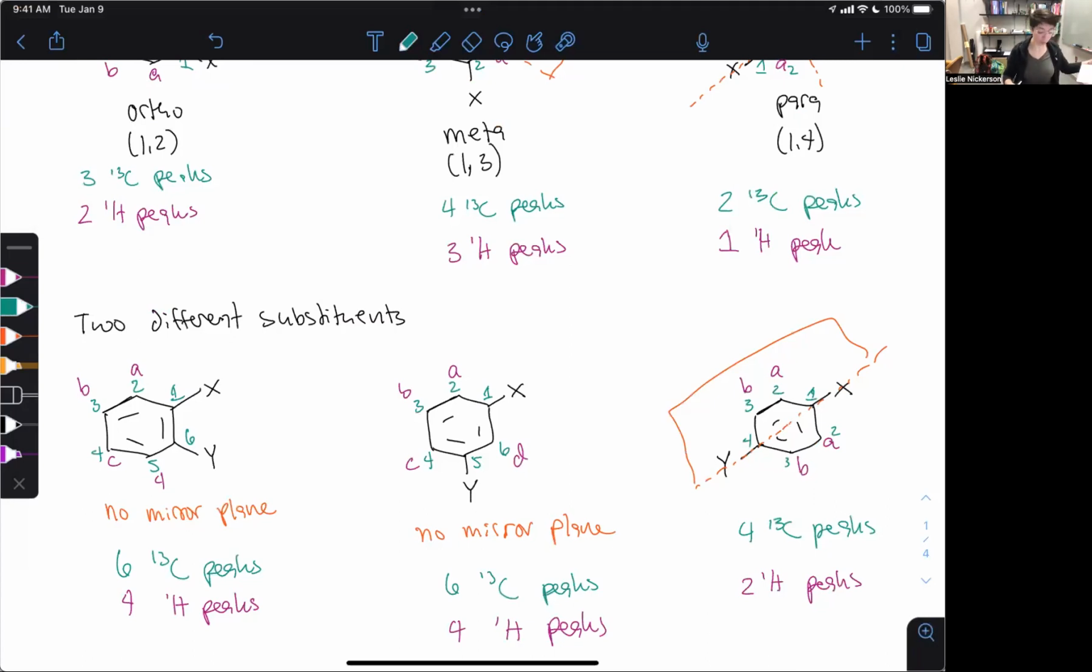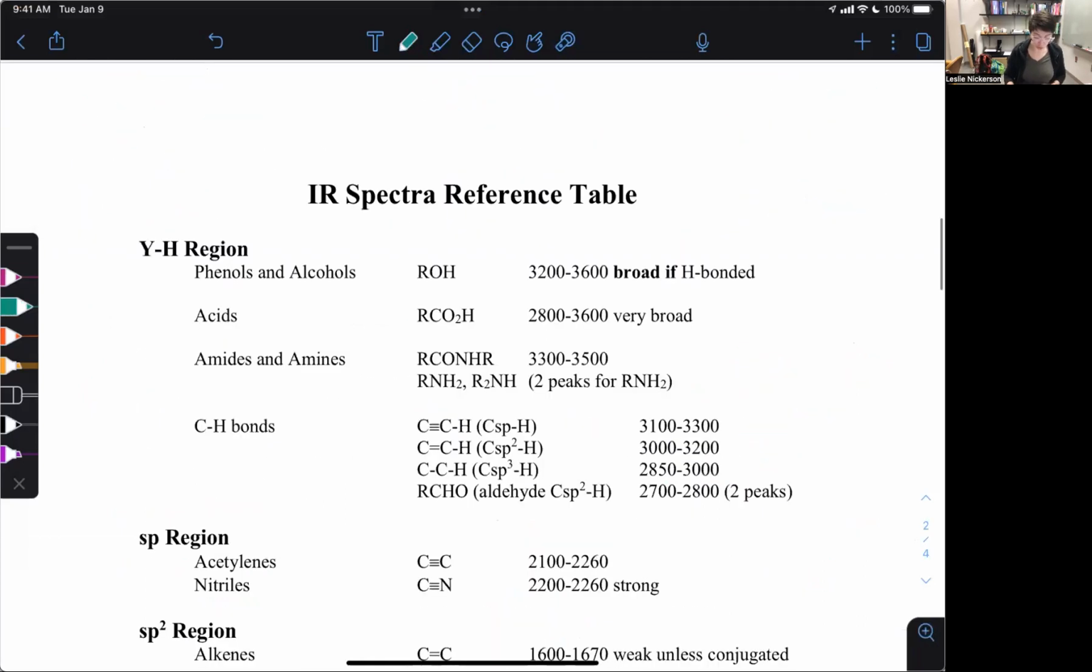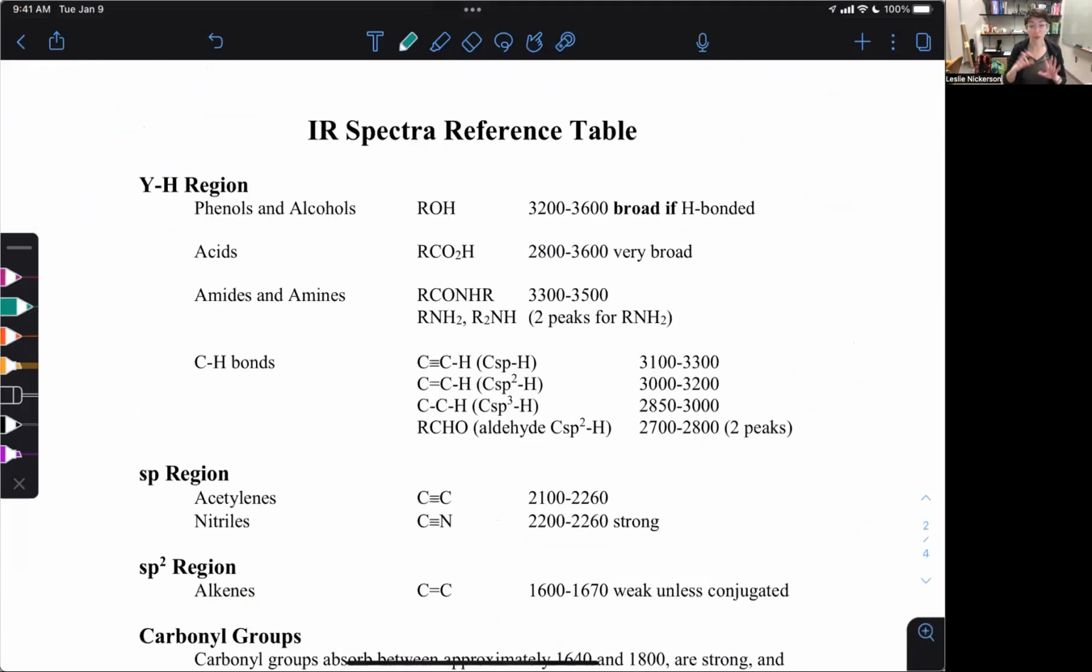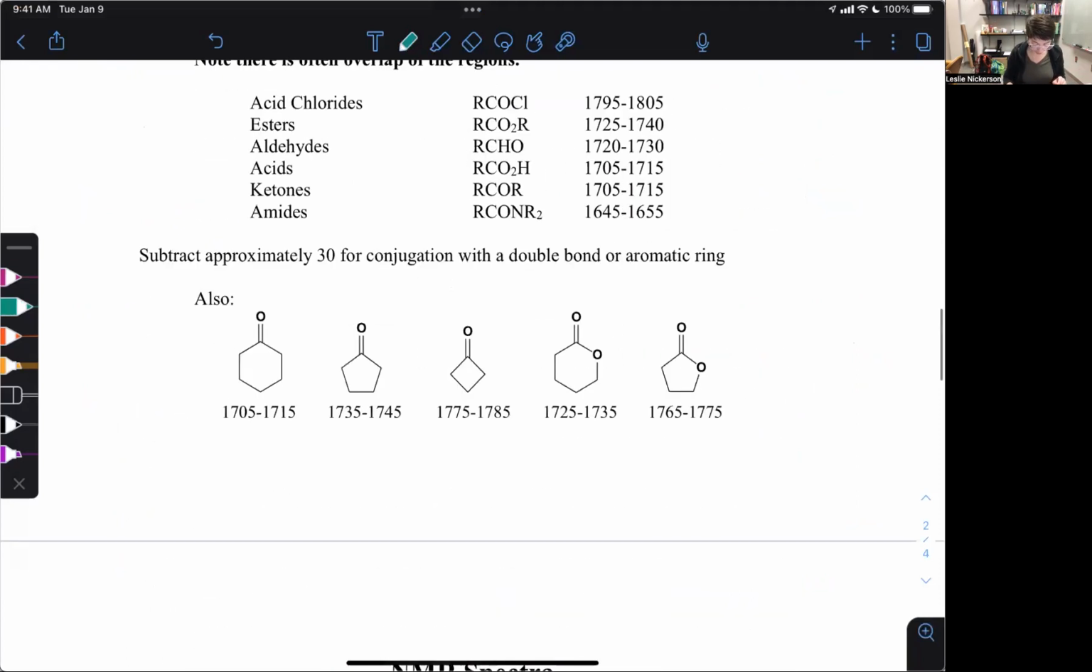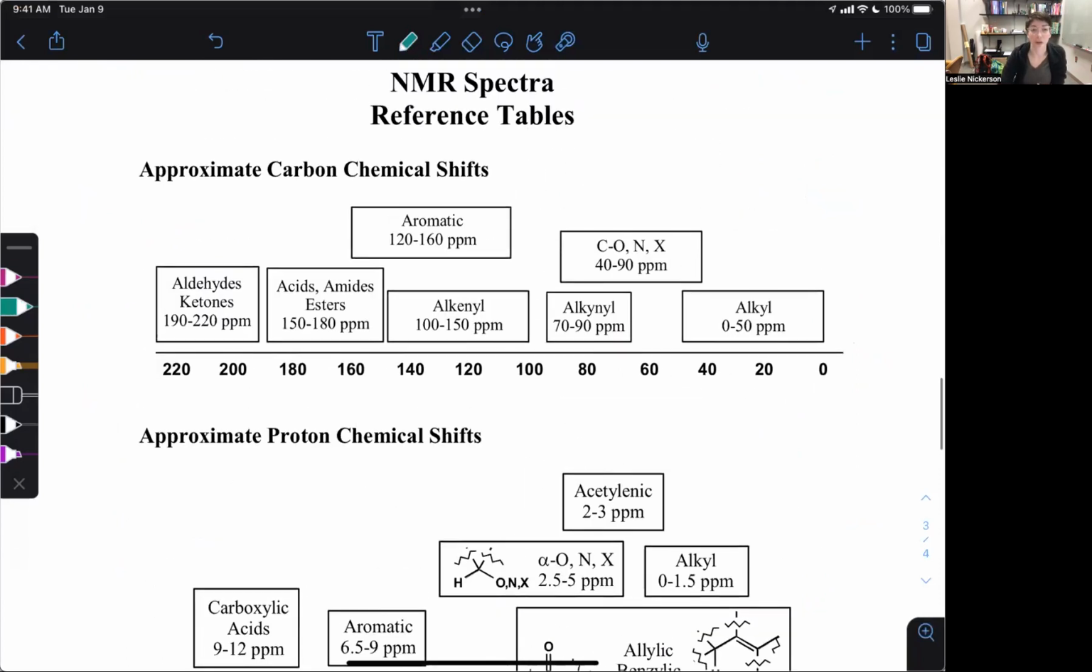Alrighty, so let's look at chemical shift a little bit. So this is kind of the full reference table that you're going to have when we're starting to do this in class. I'm going to be printing these out for you. It is already posted on Moodle, so feel free to use it. This is the one for the IR. This is all that I care that you know about IR. This is the NMR reference table.